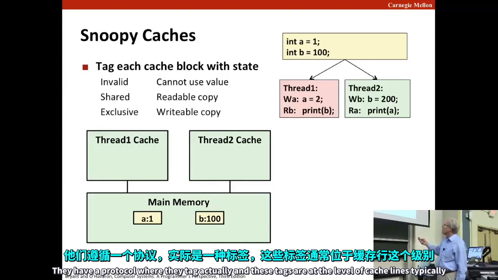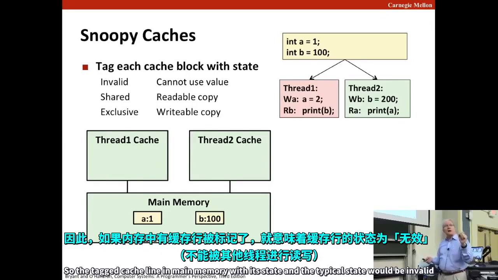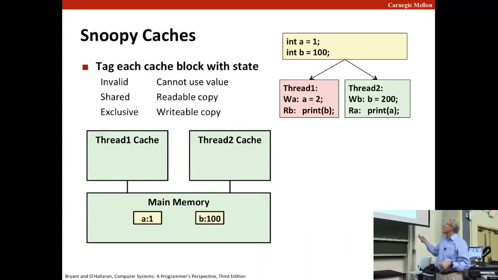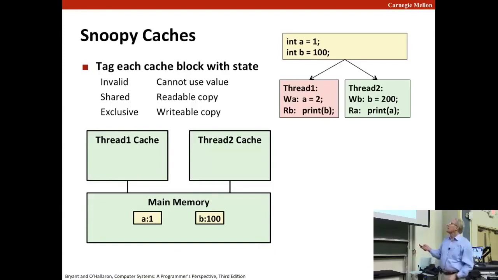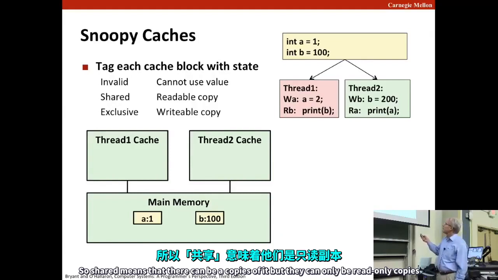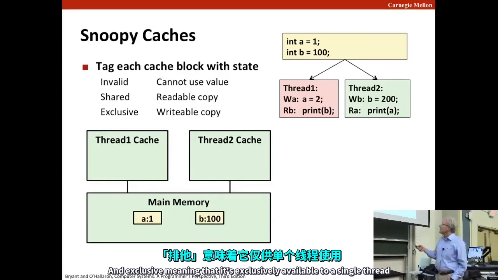And so they have a protocol where they tag, actually, and these tags are typically at the level of cache lines. So they'll tag a cache line in main memory with its state, and the typical states are invalid, shared, or exclusive. Shared means that there can be copies of it, but they can only be read-only copies. And exclusive means that it's exclusively available to a single thread.